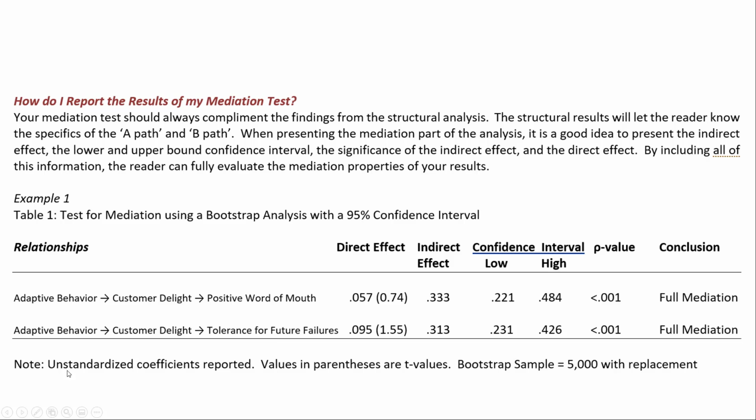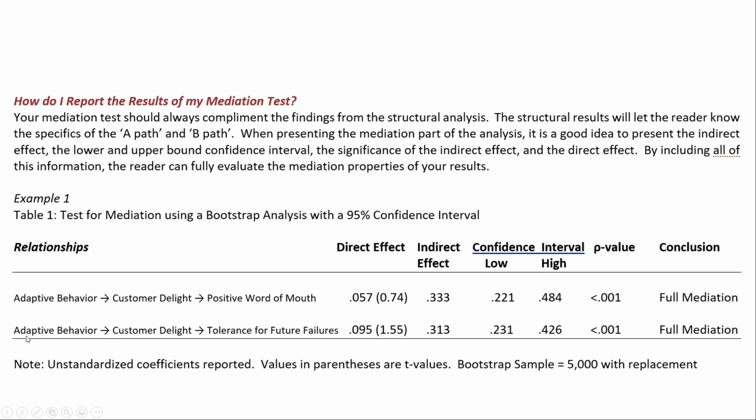Down in the notes, I will note, like with the mediation, that I use unstandardized coefficients, and that's because of the bootstrap. So just to let them know as the reader, these coefficients are unstandardized because of the bootstrapping. Values in parentheses are t-values, and I also let them know what my bootstrap sample was. In this particular instance, it was 5,000 samples with replacement.